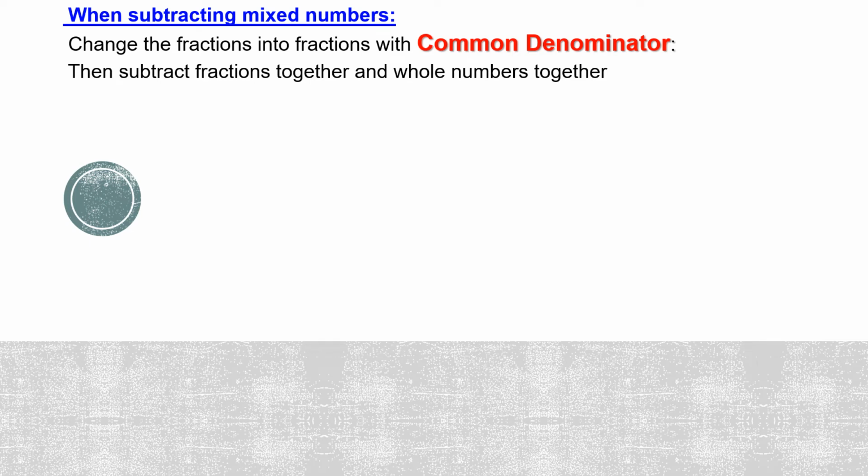So, when subtracting mixed numbers, first of all, change the fractions into fractions with common denominator like the way we did in our previous lessons. Then subtract the fractions together and the whole numbers together.